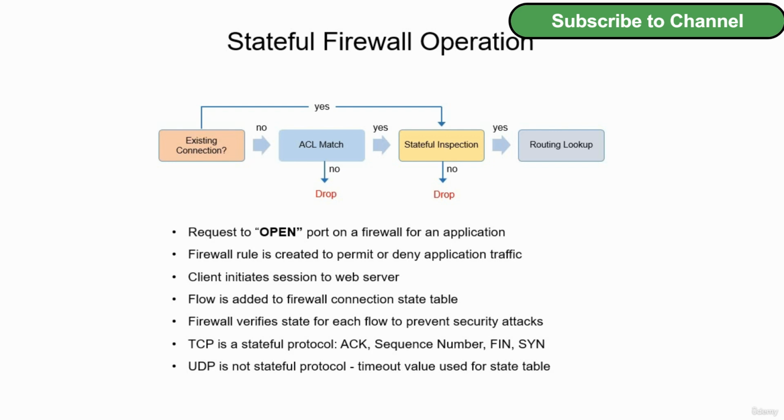Now, if it's an existing connection, the ACL match is already done, so it's already allowed. So that's part of stateful operation. It doesn't have to keep doing it. It only does it once. So if it's an existing connection, it'll have that flow in the state table, and all it does is check to make sure there's no problems with the state itself. If there isn't any, then it goes off for a routing lookup. If there is, it'll drop it.